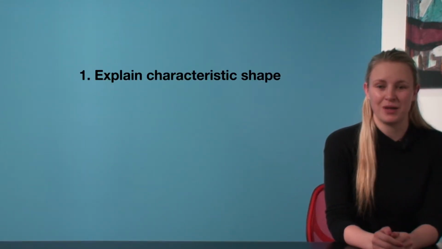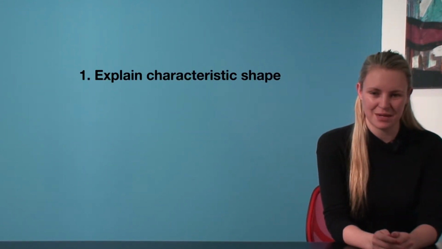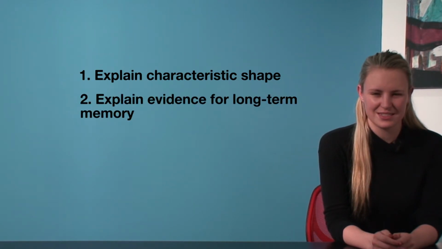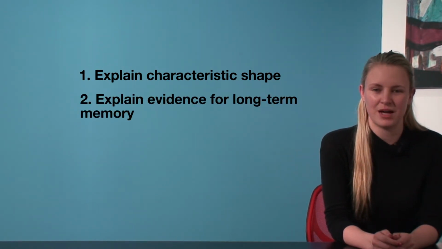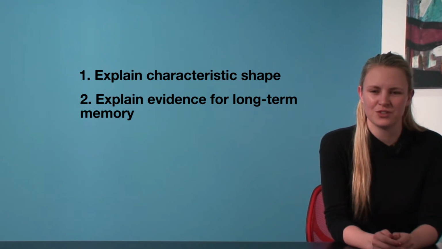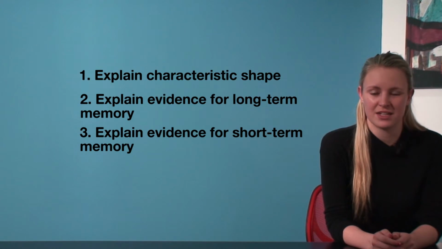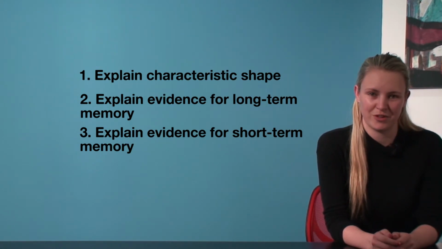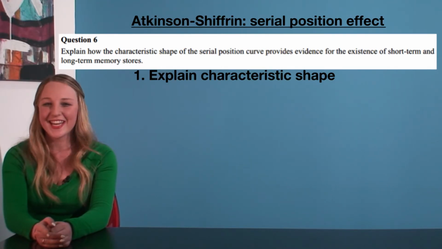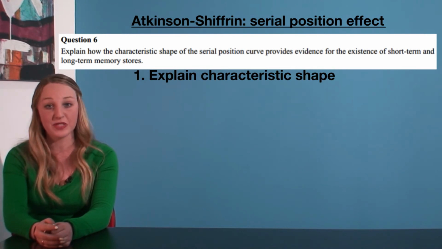It looks as though 1 mark is for explaining the characteristic shape of the serial position curve. The 2nd mark is for explaining how the primacy effect provides evidence for long-term memory. And the 3rd mark is for explaining how the recency effect provides evidence for short-term memory. Cheers, Nick. So now we have a template for our response.